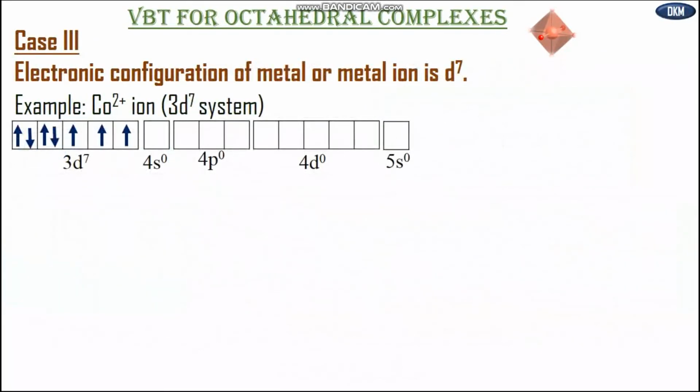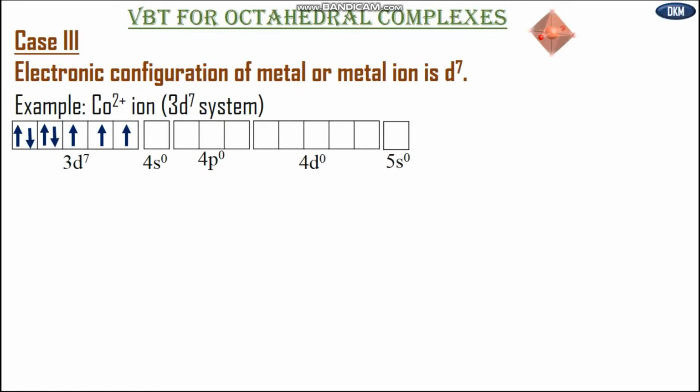Now consider case 3, where the outer orbital electronic configuration of the metal or metal ion is d7. Here also there is the possibility of formation of outer orbital complex as well as inner orbital complex depending upon the nature of ligands.